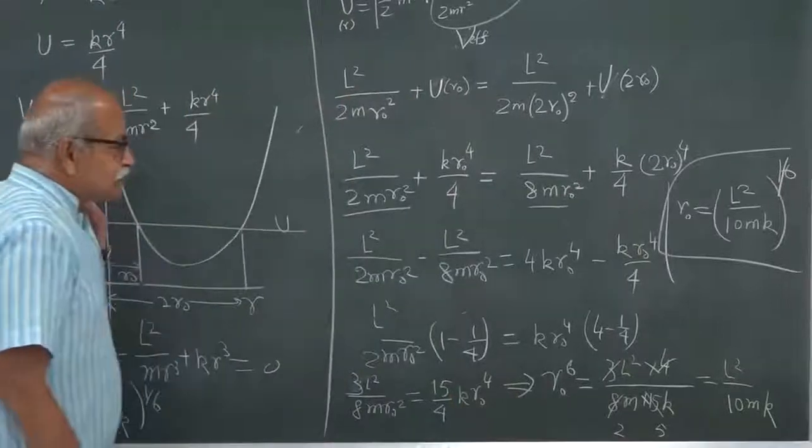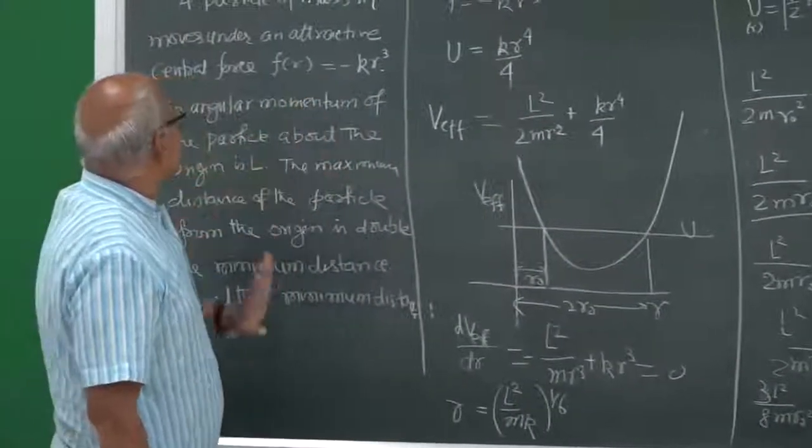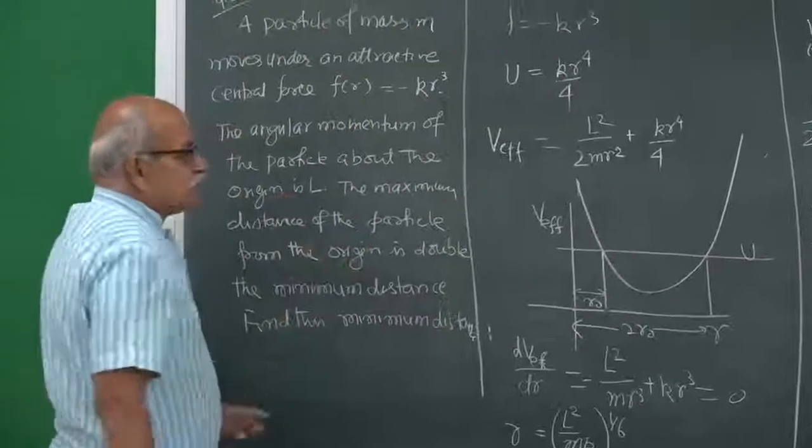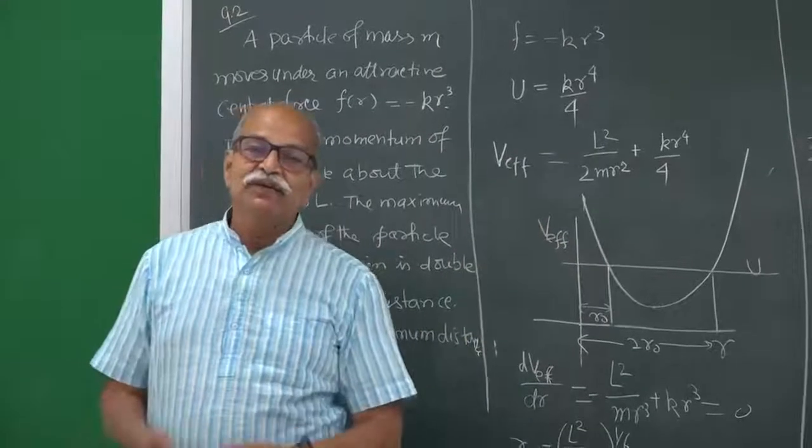L is given to us, mass of the particle is m, and k is given to us. So, that is our minimum distance of the particle from the origin.